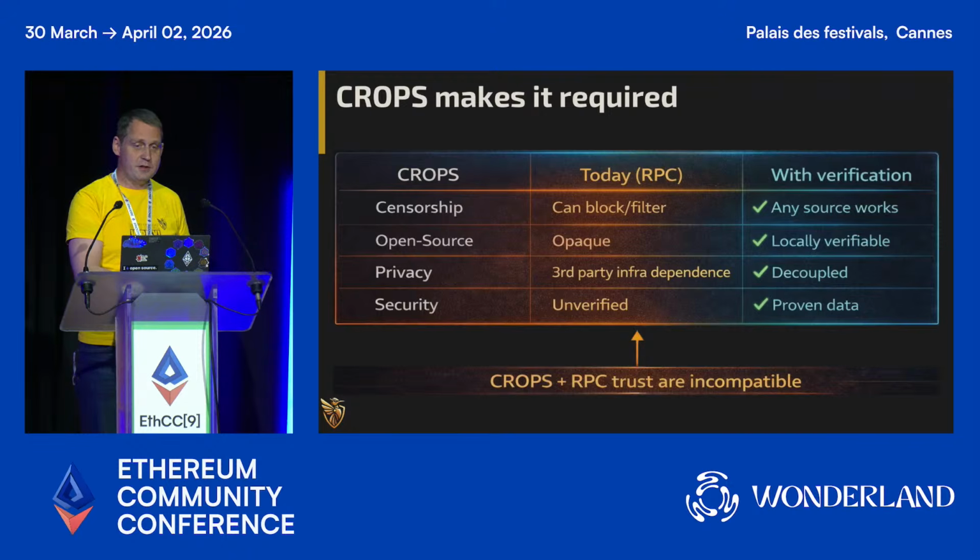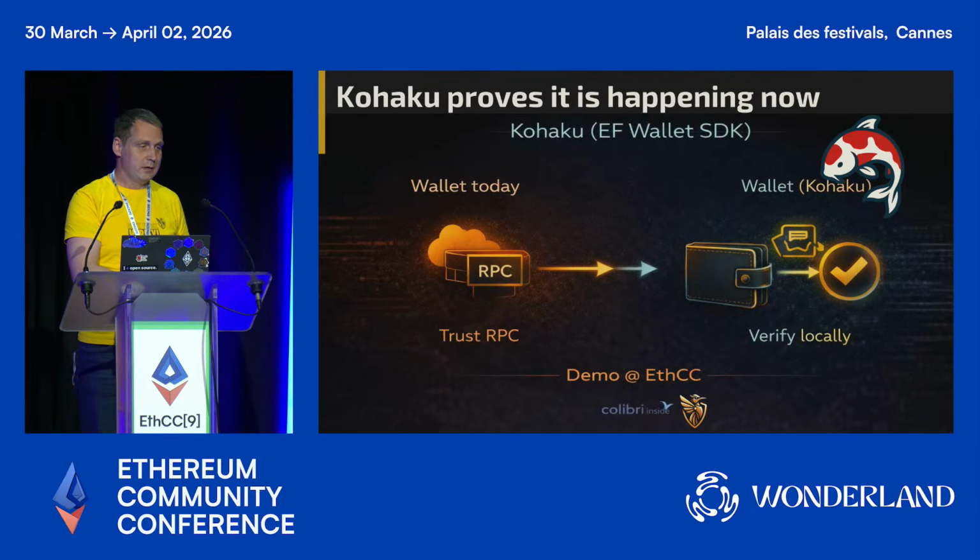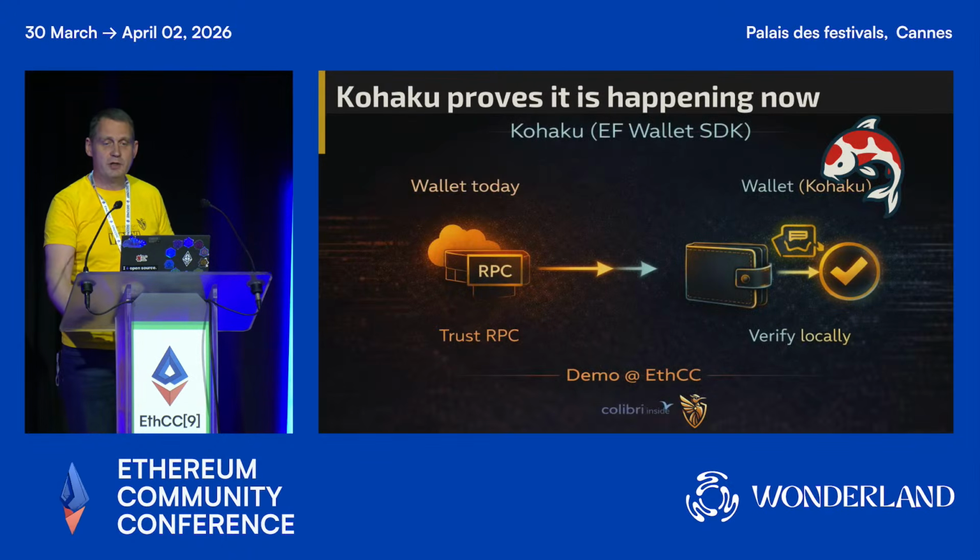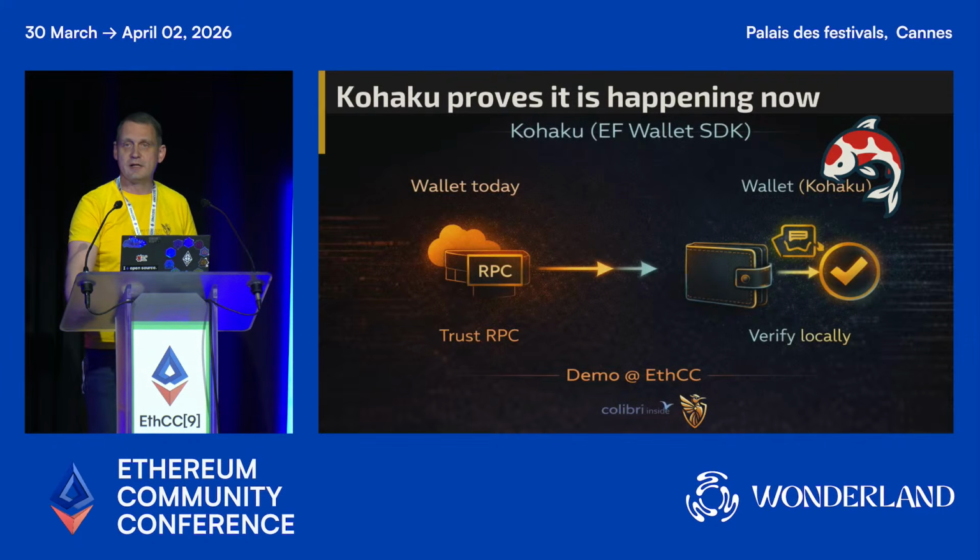And the shift is not theoretical. The Ethereum Foundation's Wallet SDK project, Kohaku, is moving exactly in this direction. Yesterday, there were a good number of talks about Kohaku, both here on the main event and also on other side events like the Stateless Summit. And the goal is simple: remove RPC trust from wallets, not the RPC data itself, but the trust in it.